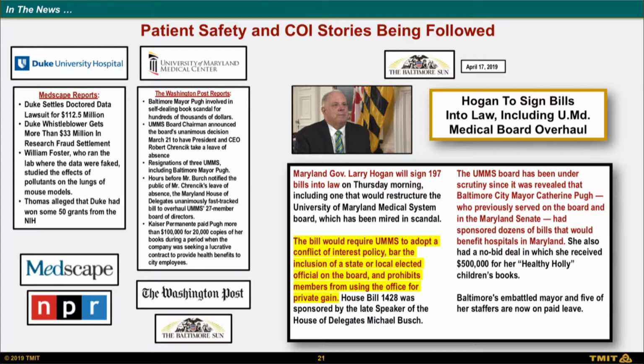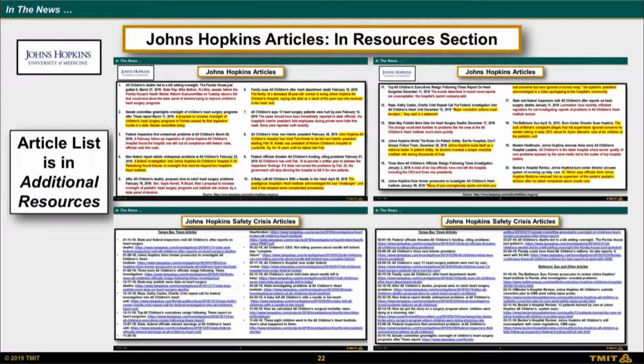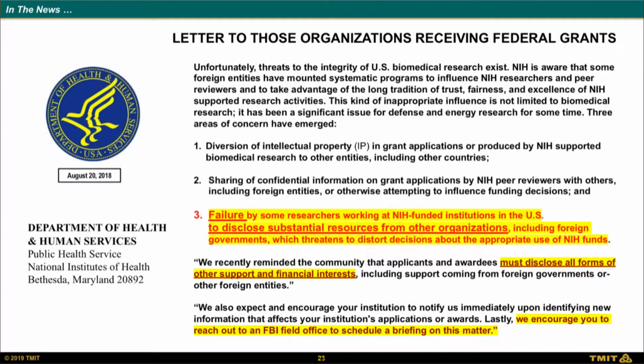And then yesterday, the announcement that the bills are being signed into law on the University of Maryland issue that pertains to board behaviors. So a number of these articles are in the resources section. I don't want to belabor them. I'm 10 minutes after the hour now and on time, and I'd like to get to our main speakers.